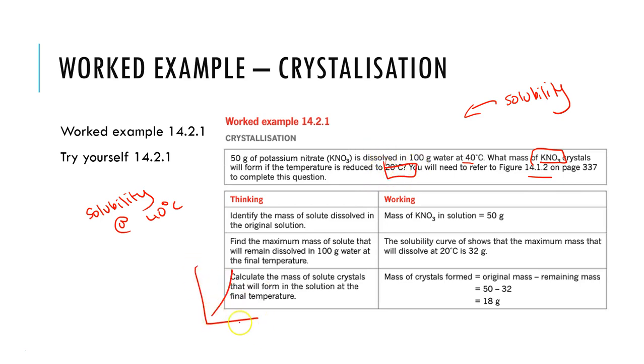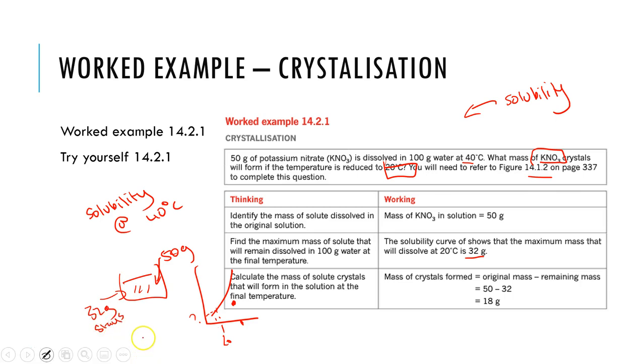Okay, so we've got our solubility curve. We're at 40 and we may be here. At 20 degrees, we need to work out what the maximum amount is at that temperature. So we use our solubility curve, and if you look at this one, we would find that the maximum that would dissolve is 32 grams. Because we put in 50 grams initially, we had 50 grams dissolved into the solvent. We've now decreased the temperature to where only 32 grams can stay.